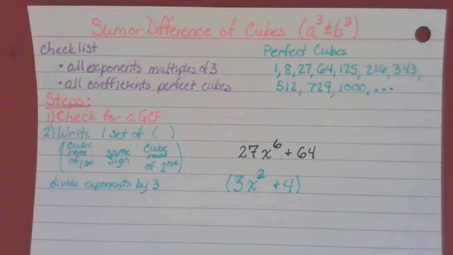So my second step is I'm going to write one set of parentheses. This is going to be a smaller set of parentheses, and the cube root of the first term is going to be in the front of the parentheses. I'm going to use the same sign as what I had in the problem, and then the cube root of the second term is going to be at the end of the parentheses, and I'm going to divide all exponents by 3. So 27 is 3 cubed, so I'm going to put the 3 down, and then x to the 6th, I'm dividing the exponent by 3, so I get x squared, and 64 is 4 cubed, so I'm putting the 4 down there.